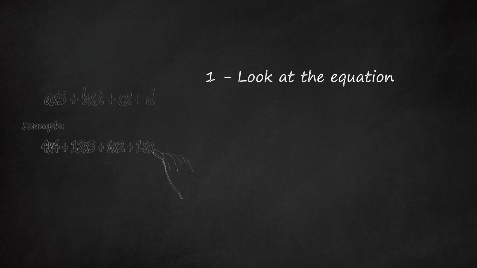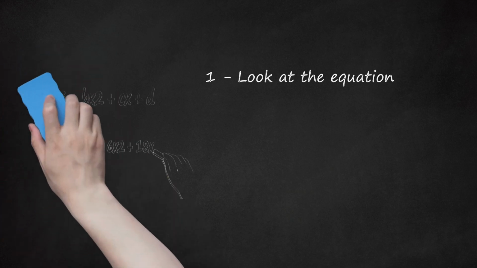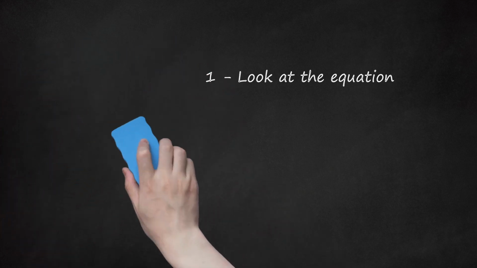+ d. The equation may also look like x^3 + bx^2 + cx + d, x^2 + bx + cxy + dy, x^4 + bx^3 + cx^2 + dx, or similar variations. Example: 4x^4 + 12x^3 + 6x^2 + 18x.